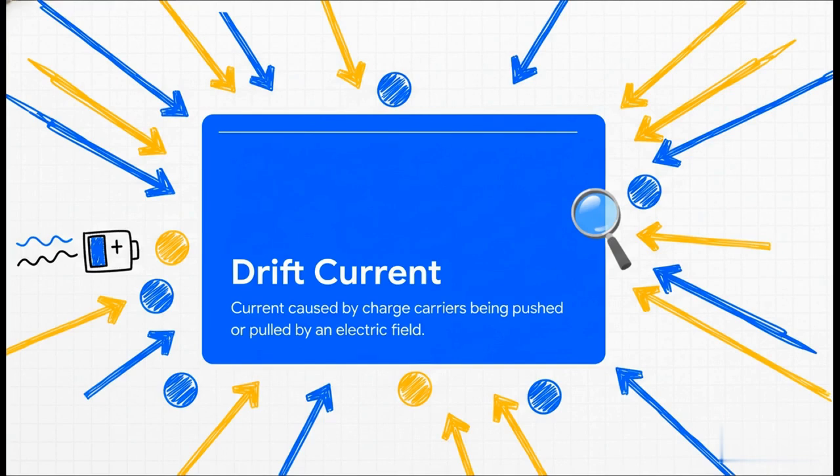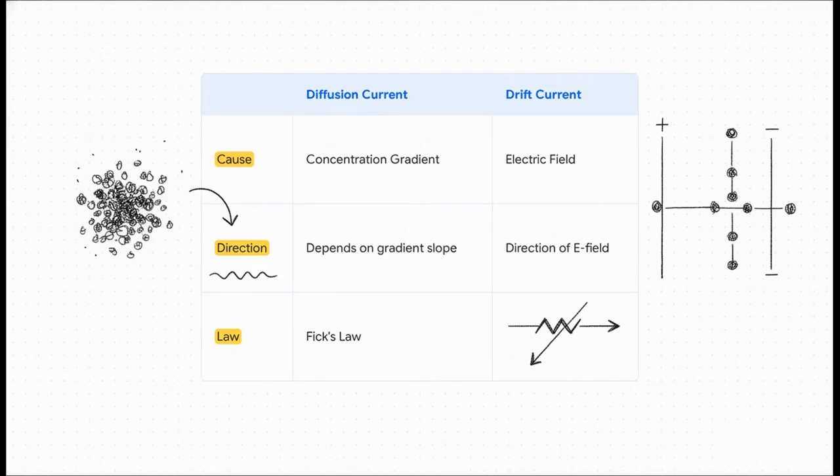It's the simple, intuitive, water in a pipe current we all know and love. So let's put them side by side here. You can see the big difference. For diffusion current, the cause is just a difference in concentration, that gradient we talked about. But for drift current, it's all about an electric field giving things a push. Two totally different causes, but they both result in a flow of charge.